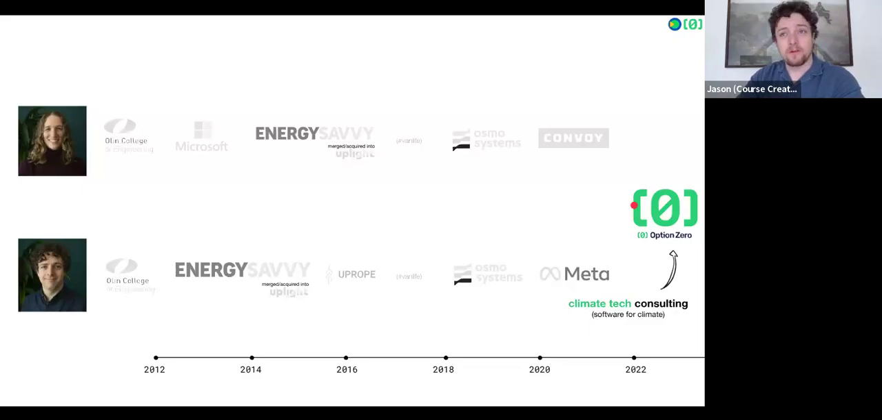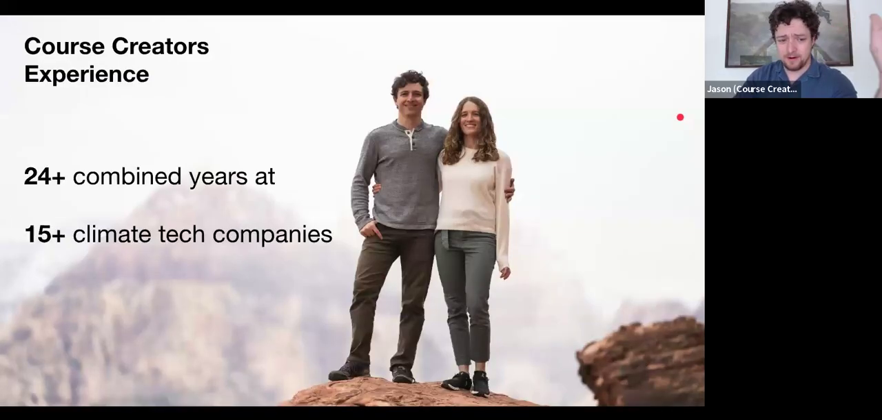Since then, we've worked with maybe a dozen or so different climate tech companies. And so we've got to have our hands in a lot of different pies and see a lot of different approaches to how software can accelerate climate solutions. So overall, that means that we have roughly 24, a little more, combined years at more than 15 climate tech companies that we've worked with. And we've designed this course to welcome you to that world of climate tech that we've seen, especially the software application side.